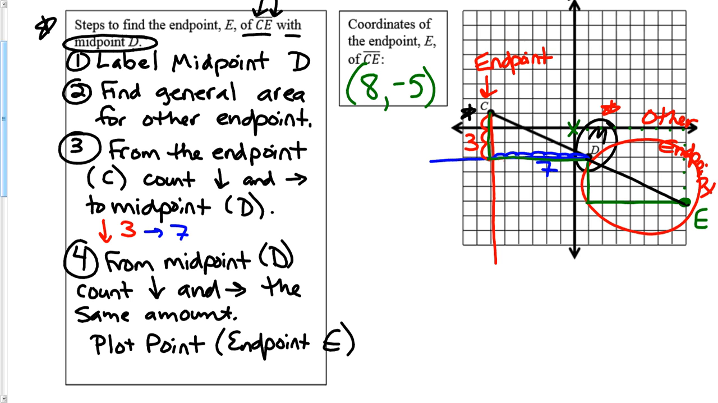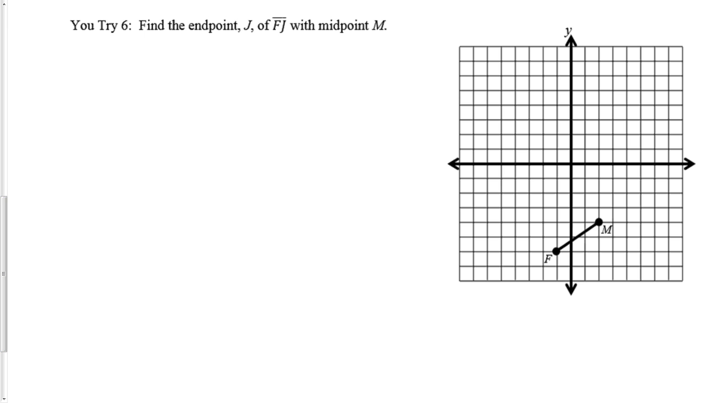If you need to write something down from the screen, please pause the video here. Moving on to the next thing. This is a you try. So you are going to do this. You are finding the endpoint J of segment FJ with midpoint M. So again, highlight your keywords, start with your diagram, label the midpoint, find the general area, count your up and over or down and over, whichever it is in this case, and write down the point. But please pause the video here to complete you try 6.